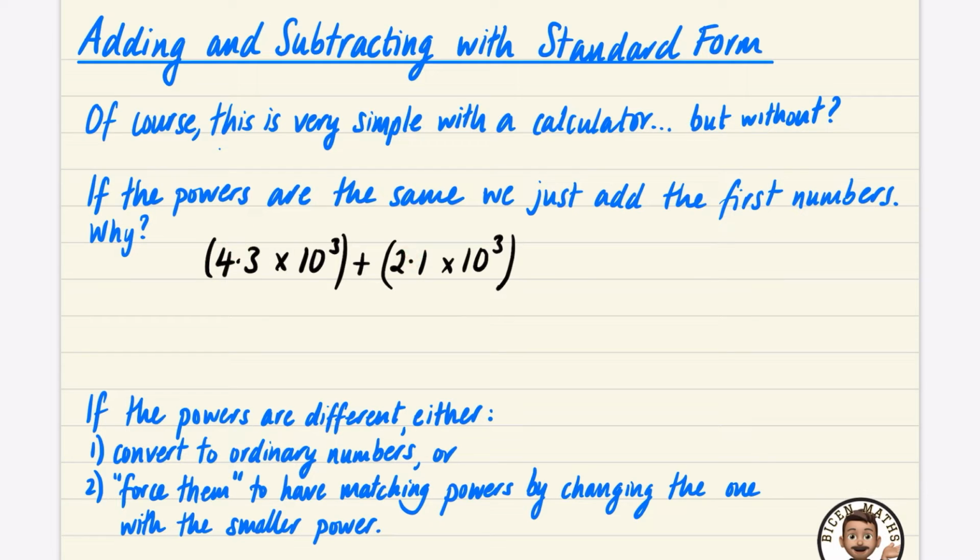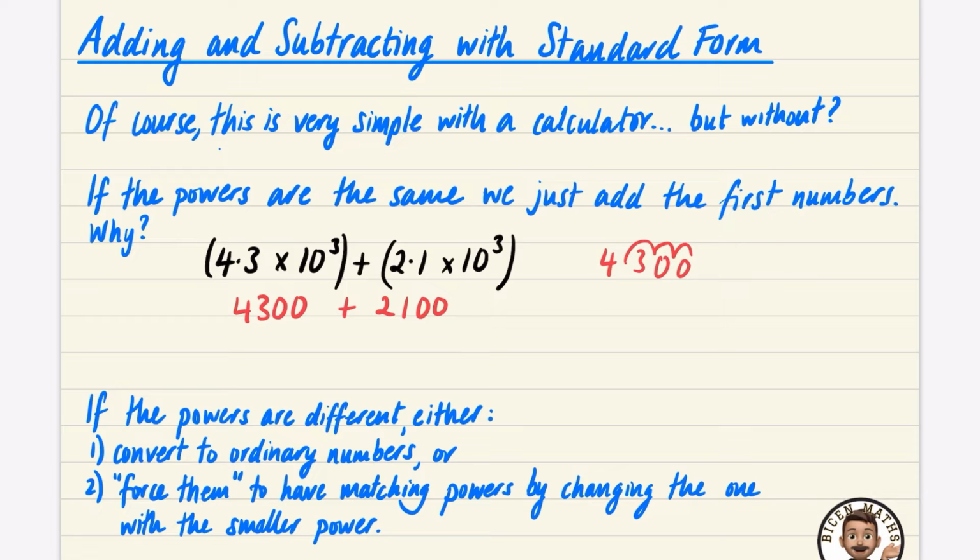Why is that? You might be thinking, okay, well, it was a bit like multiplication. Let's just add these numbers and then we'll keep these parts the same. We need to think why that's true. So 4.3 times 10 to the 3, I'm going to move that decimal point 3 places. It's 4,300. And I'm adding to that 2.1 times 10 to the 3, which is 2,100.